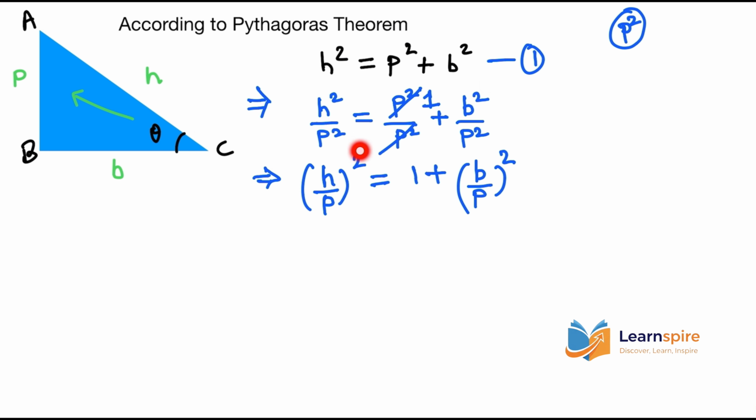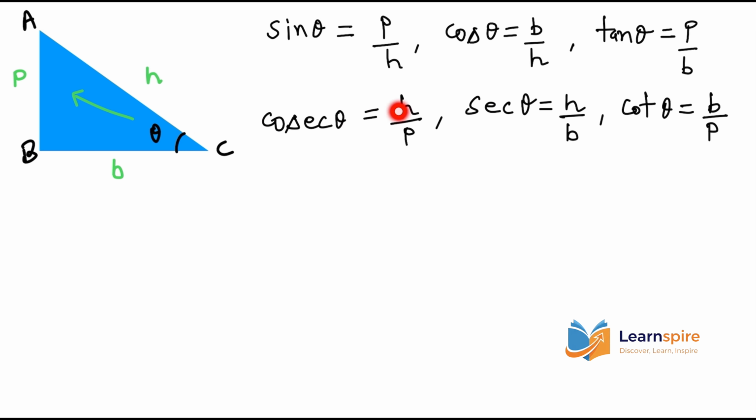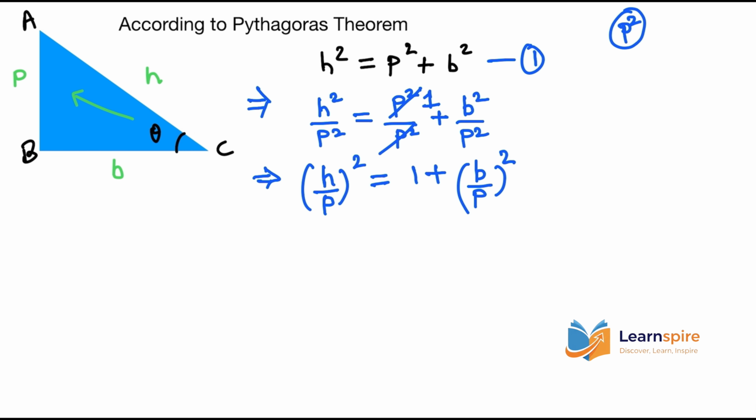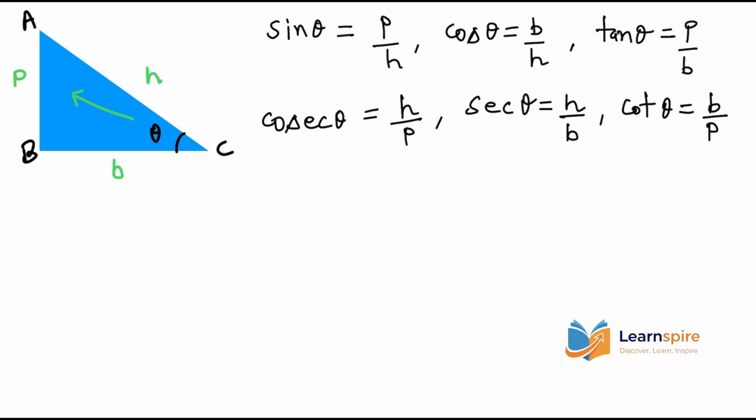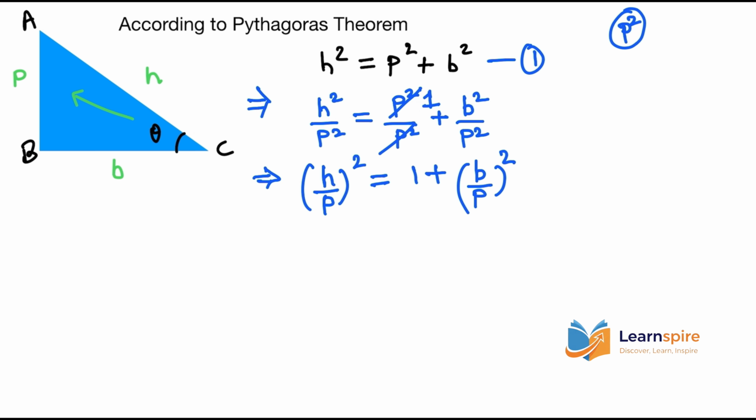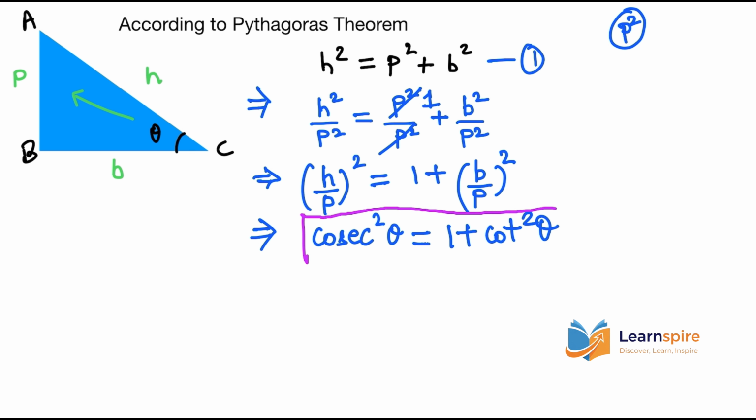Now, observe closely these ratios. If we go back, the ratio of hypotenuse to perpendicular is termed as cosec theta, and the ratio of base to perpendicular is termed as cot theta. So, substituting the values, we have cosec square theta equals 1 plus cot square theta. And this is how we prove our third trigonometric identity.